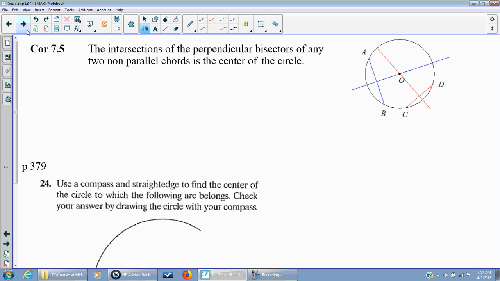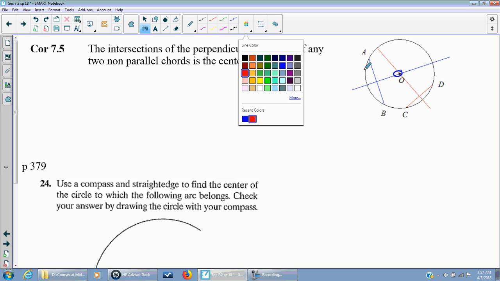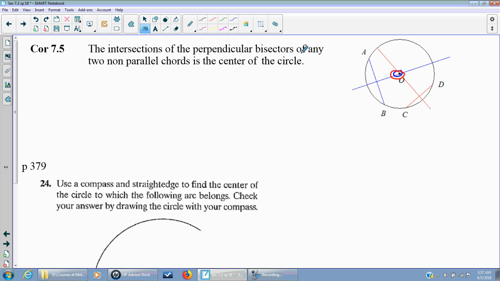Corollary 7.5. The intersection of the perpendicular bisectors of any two non-parallel chords is the center of the circle. Now this one's pretty straightforward because the previous theorem said that if I have a chord like AB here, its perpendicular bisector must go through the center. And if I have another chord, like chord CD here, its perpendicular bisector must go through the center.